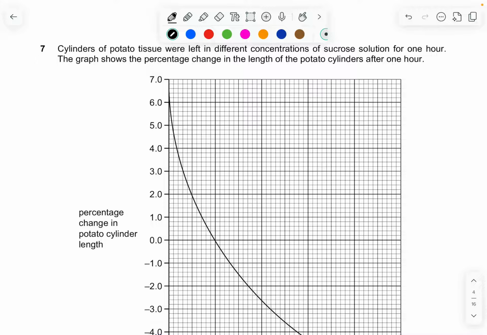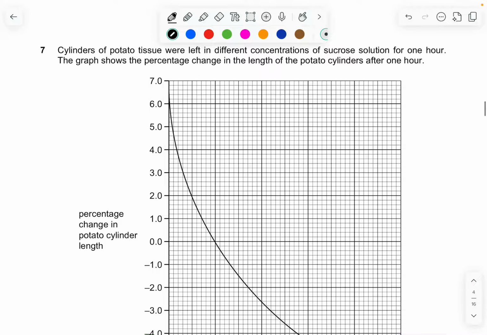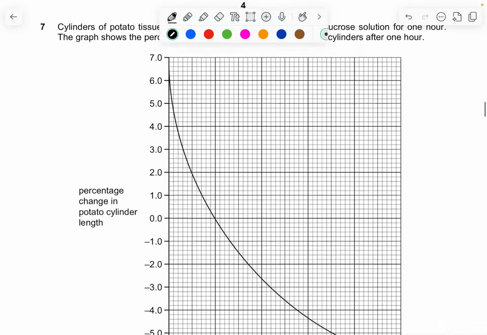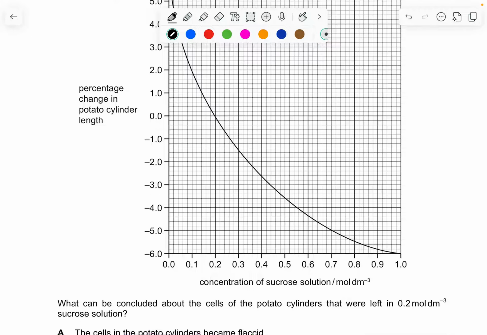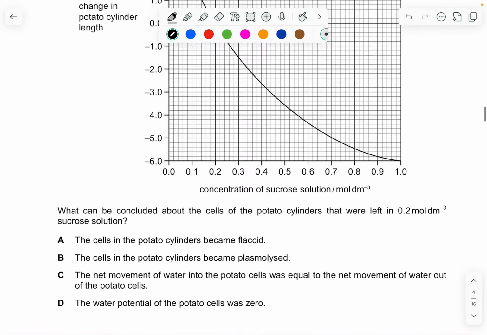Question 7. Cylinders of potato tissues were left in different concentrations of sucrose solution for 1 hour. The graph shows the percentage change in the length of the potato cylinders after 1 hour. So what can be concluded about the cells of the potato cylinders that were left in 0.2 mole per dm cube sucrose solution? We might have to analyze this a bit. They show you the percentage change in the length of the potato cylinders after 1 hour, and this is the concentration of the sucrose solution. So we have to really understand this first.